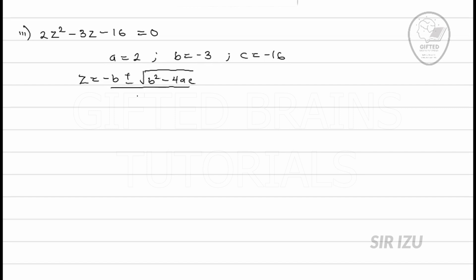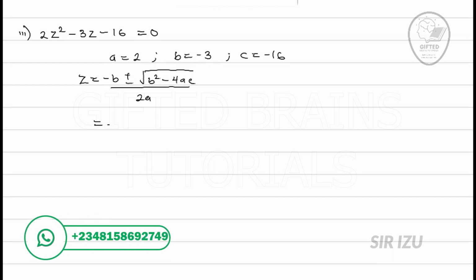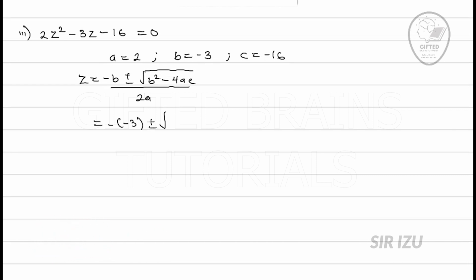Obviously, I expect you to know why I'm saying z is equal to, not x is equal to, because the variable here is z. And so our minus b is minus of minus 3, plus or minus the square root of b squared, that would be minus 3 all squared, minus 4 multiplied by a, which is 2, multiplied by c, which is minus 16, over 2a, which is 2 into 2.